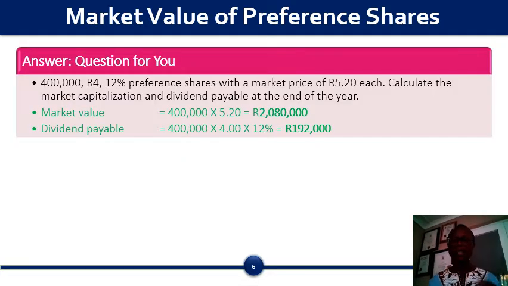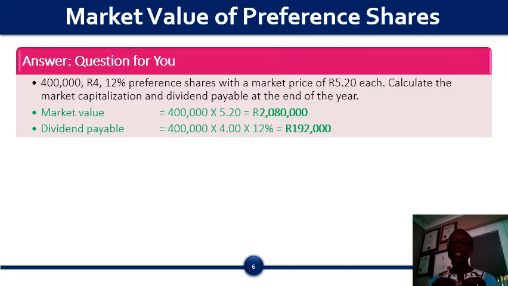I am confident if you did it slowly, your answer was 2.08 million, and your dividends were 192,000. What did we talk about today? We said market capitalization is simply the market price times the number of issued shares.